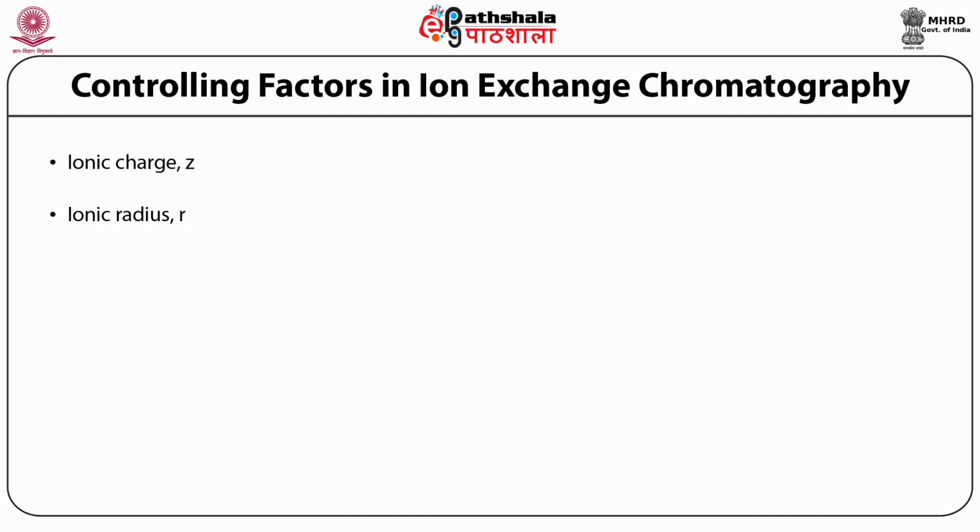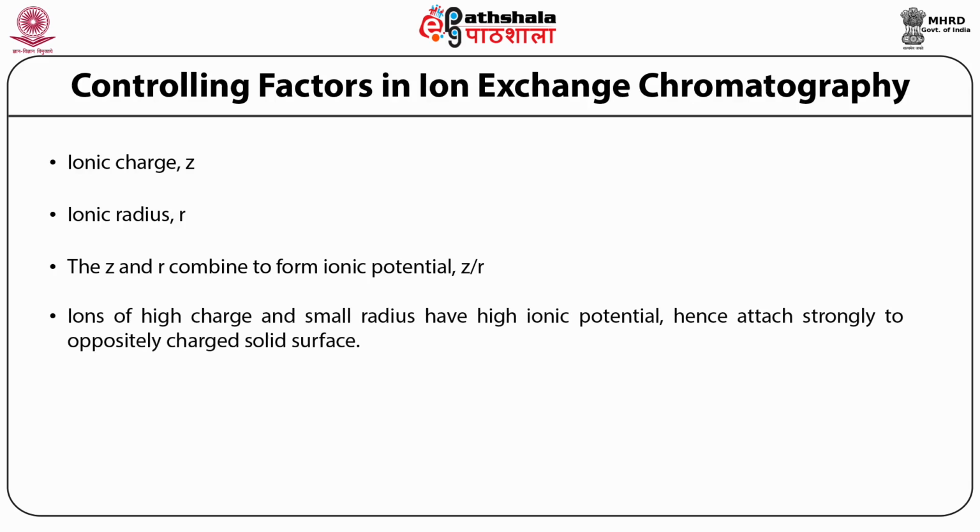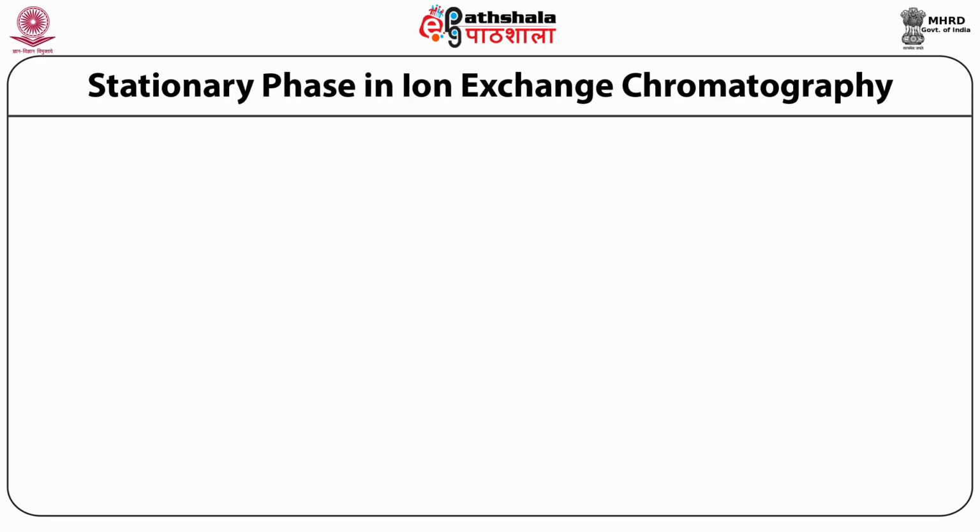Electrostatic bond energies depend on ionic charge, represented as Z, and ionic radius, represented as R, as already described. The Z and R both combine to form ionic potential, which is represented as Z by R. Ions of high charge and small radius have very high potential. Therefore, they bind strongly to the oppositely charged solid surface, that is, the resin. But the ions that have low charge and a large radius form very weak electrostatic bonds with the solid matrix or the resin. By varying the chemistry of the mobile phase, we can carry out preferential elution using this contrast in bond energies.